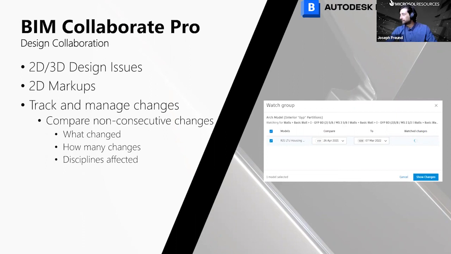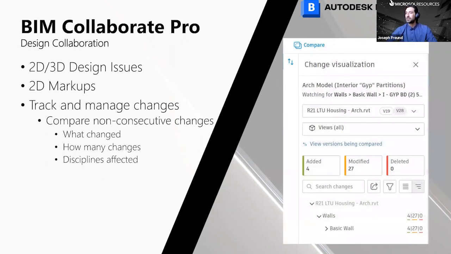And once you do that, you can see what changed, how many changes, and all of the disciplines that are affected. So here's just a screenshot of one of those instances where it's showing you everything that was added or modified or deleted, and then what types of elements those were within the Revit model that had those changes. So again, great way to allow that relevant information to surface for the end user.